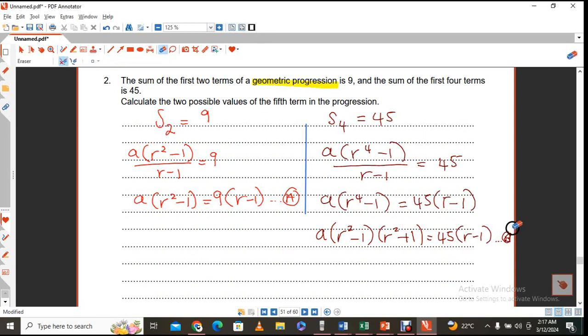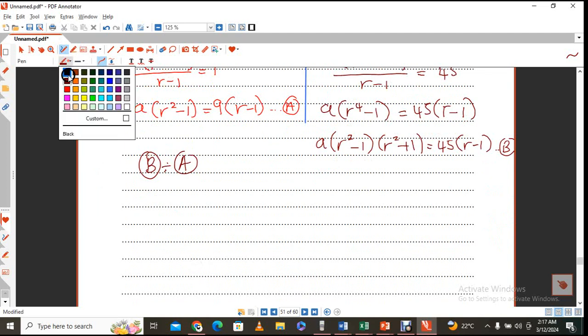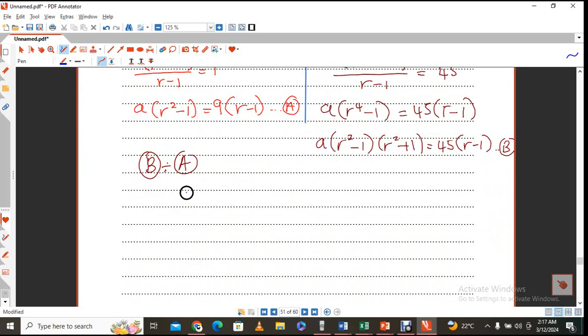Right, now I'm going to take these two equations and solve them simultaneously. The way I'm going to do that is to take equation B and divide equation B by equation A. So subsequently, this is what I'm going to get. I have equation B, which is a times r squared minus 1 times r squared plus 1, equal to 45 over r minus 1. So I'm going to divide that.